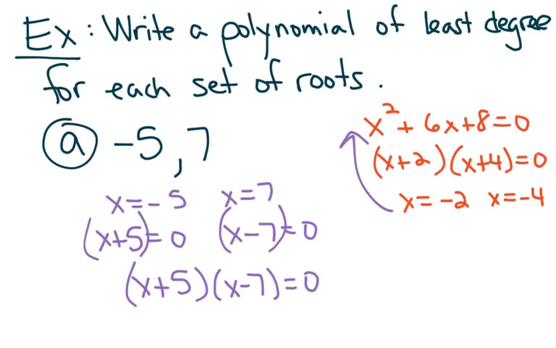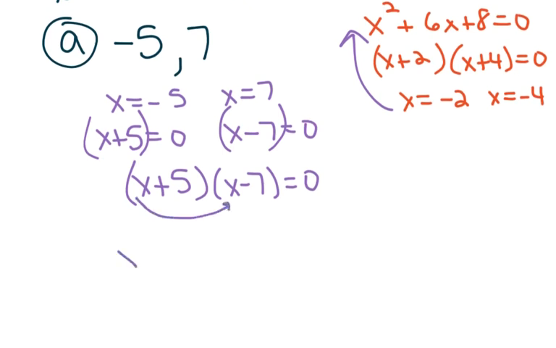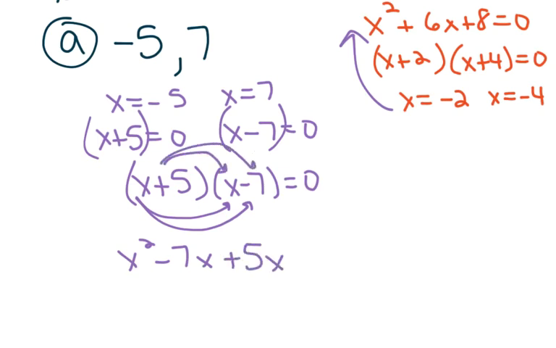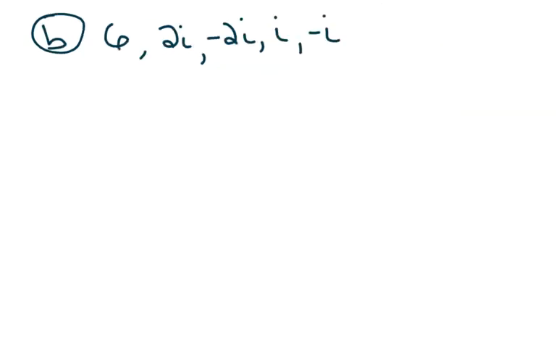So in order to continue working backwards in order to write the original equation, I'm going to FOIL. X squared minus 7x plus 5x minus 35. And then I combine my like terms. X squared minus 2x minus 35 is the polynomial whose solutions are -5 and 7. I'll never give you one this long on a test, but this is a good problem to do in notes.